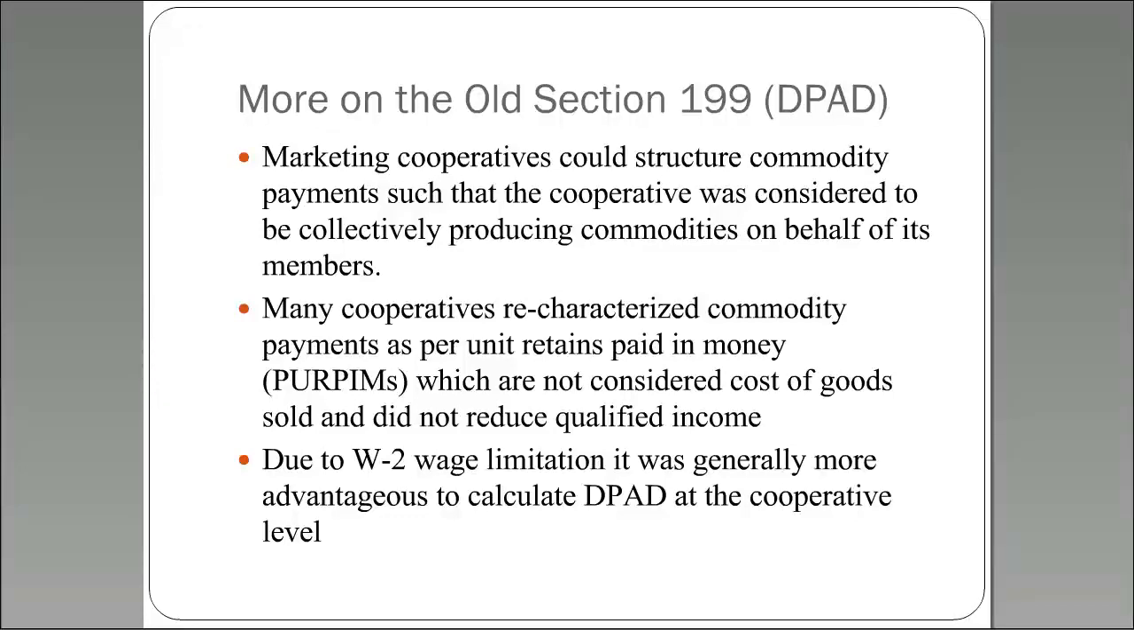And because this was based on this 9% of income or half of the W-2 wages, almost always the co-op had much more W-2 wages than the farmer did. And so rather than leave all this deduction back with the farmers, and the farmers could take it, it made more sense for the co-op to do it. And that's this W-2 wages on the old DPAD was only done once.